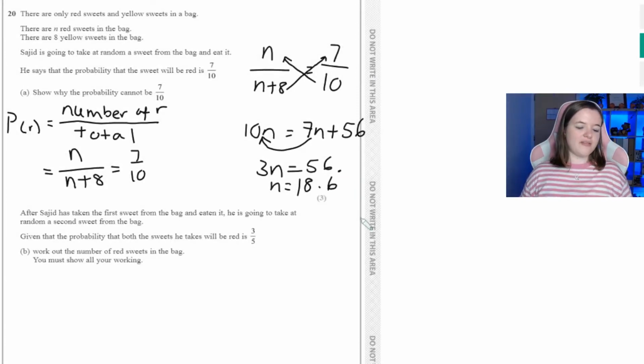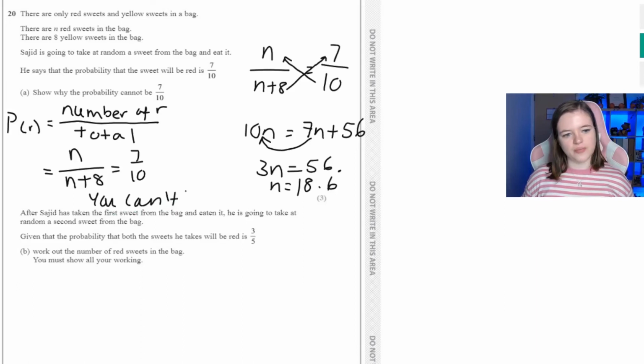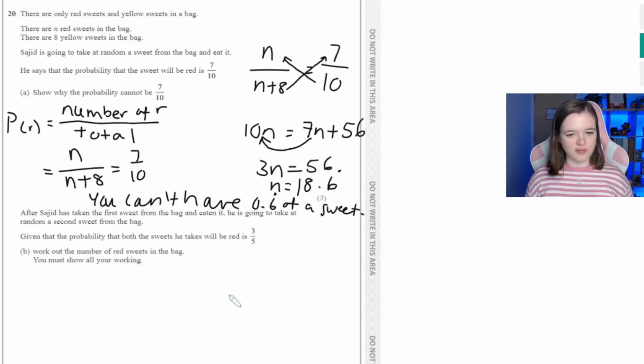So you can't have 2/3 of a sweet, right? You can't have 0.6 recurring of a sweet. So Sajid cannot be correct because n, so what you said here, just answer their question: you can't have 18.6 recurring of a sweet. And that would be 3 marks. There you have it. Hope that all makes sense.